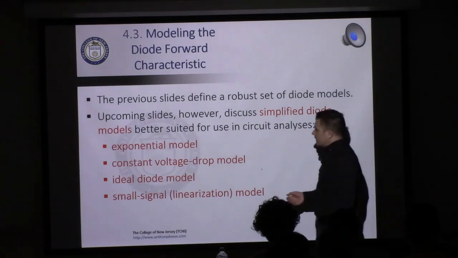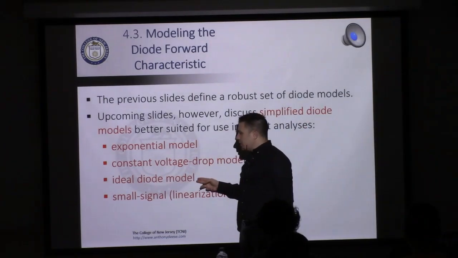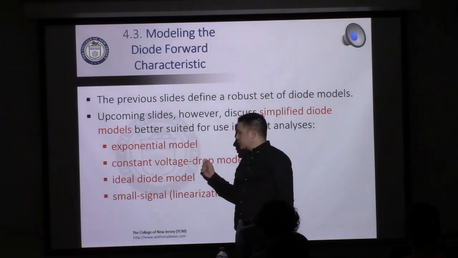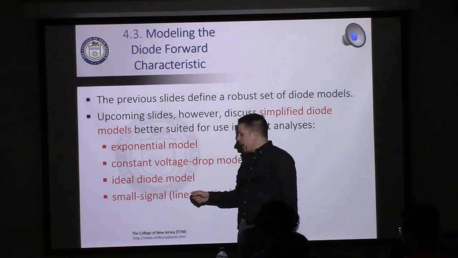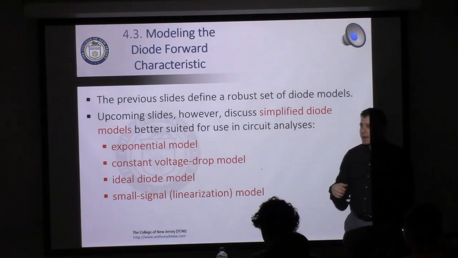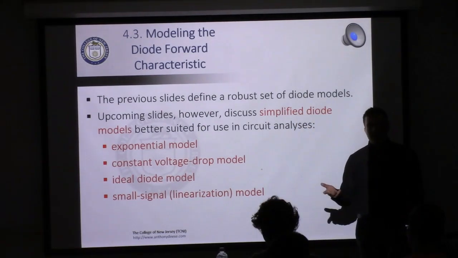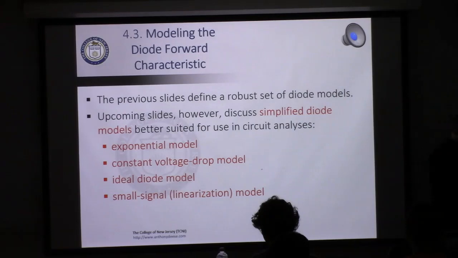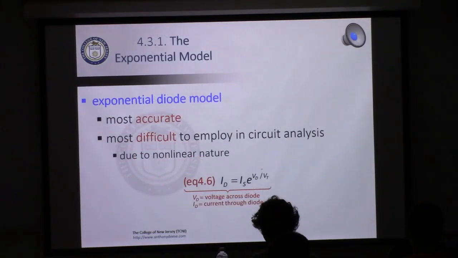So we've talked about this one. We've talked about this one. We have not talked about two others, which is the constant voltage drop model and the small signal or linearized model. And so that's what we're going to spend some time on in the upcoming material. I don't think I need to talk about this anymore.